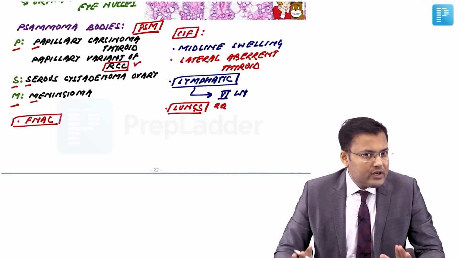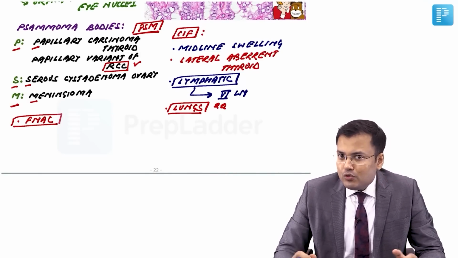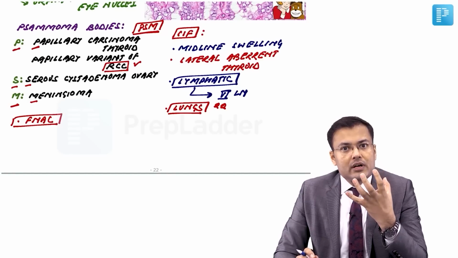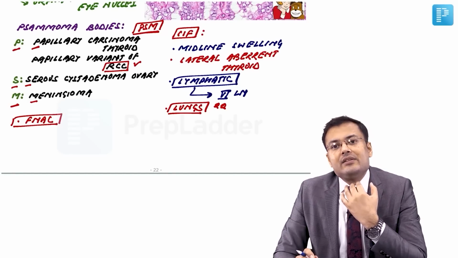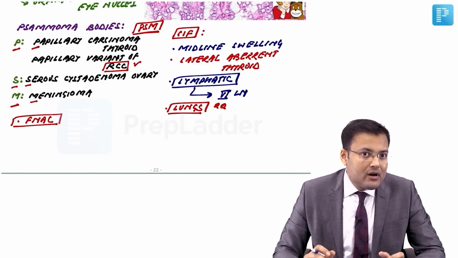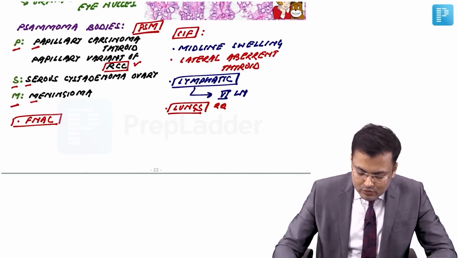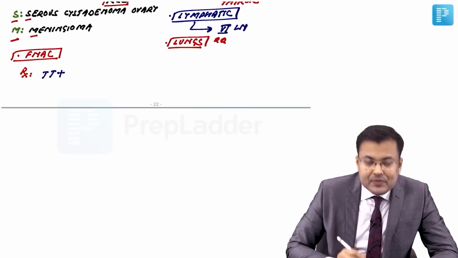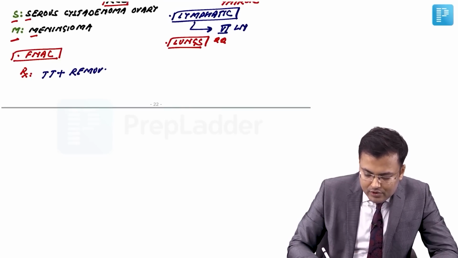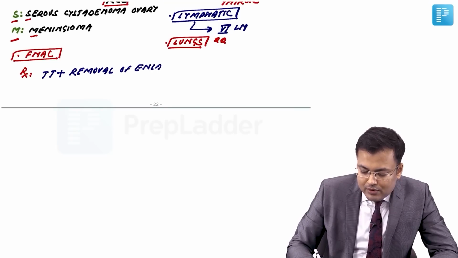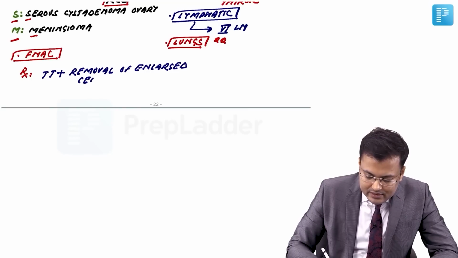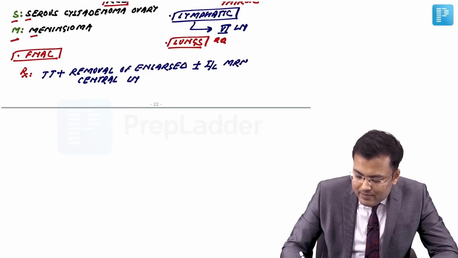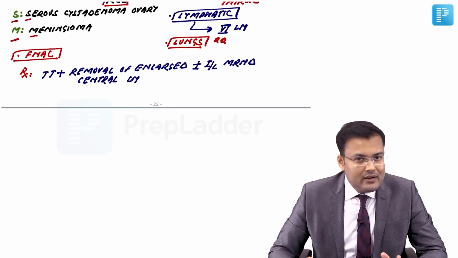Now coming to the treatment. One thing you know about thyroid malignancy, that we have to perform total thyroidectomy. Apart from total thyroidectomy, if there is involvement of level 6 lymph node or central group of lymph nodes, we go for removal of enlarged central group of lymph nodes. If any lymph node is positive, in that case we go for ipsilateral MRND. So what's the treatment? For papillary carcinoma thyroid, we perform total thyroidectomy plus removal of enlarged central group of lymph nodes, plus minus ipsilateral MRND. MRND means modified radical neck dissection if any lymph node is positive.